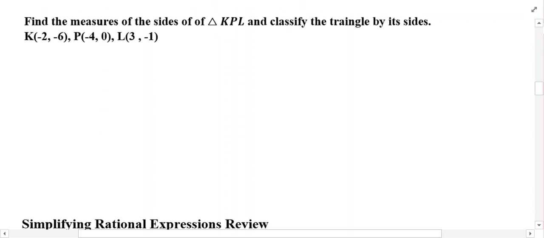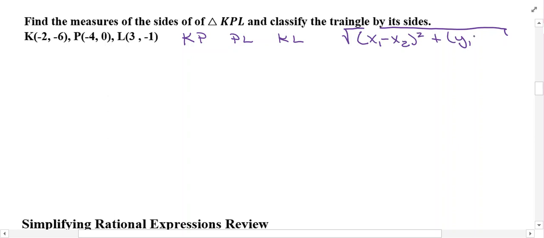This next problem is one of the problems that's going to take a little bit more work. Here I want to find the measures of the sides of triangle KPL and classify the triangle by its sides. So I have to find KP, PL, and KL. To do that, I need to use the distance formula, which we studied in Unit 1. It's the differences in the x's squared plus the differences in the y's squared, and then we take the square root of that.